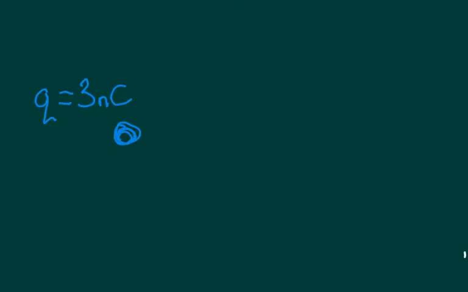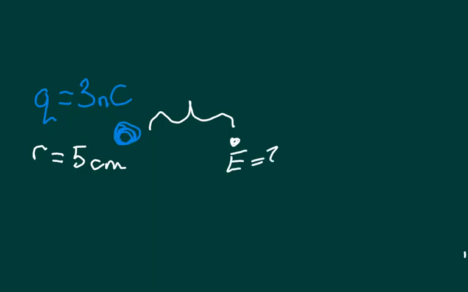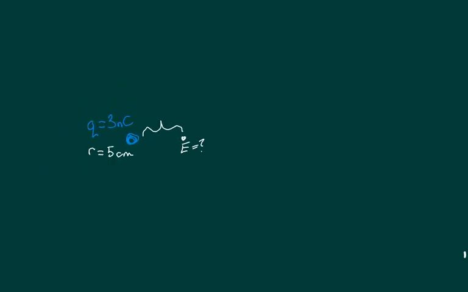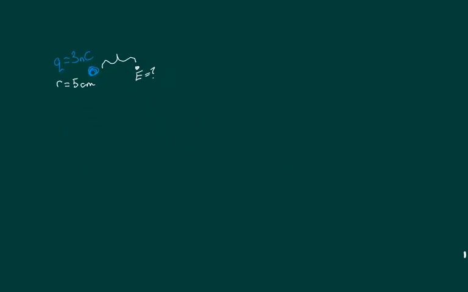I want to find the field at a distance, r equals 5 centimeters away. So somewhere over here is 5 centimeters away. And I want to know what is E at that location. So that's what I'm interested in. I'm just going to minimize that and move it over here so we can reference it as we do the math.